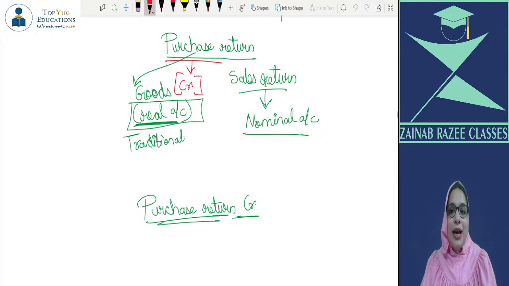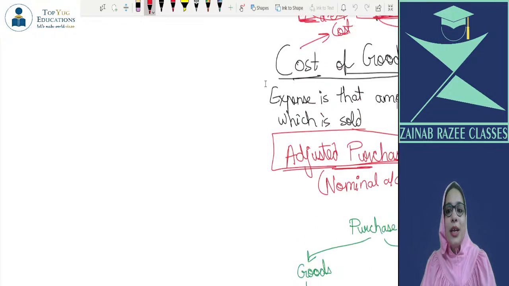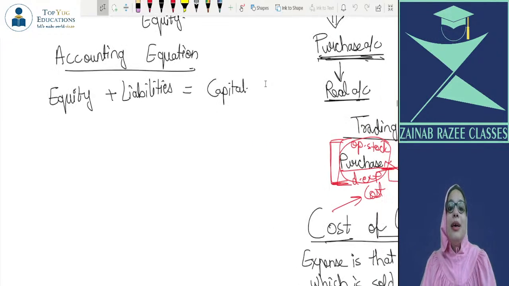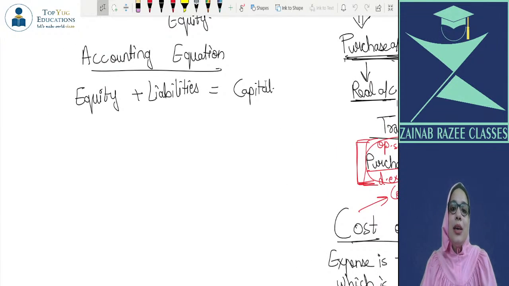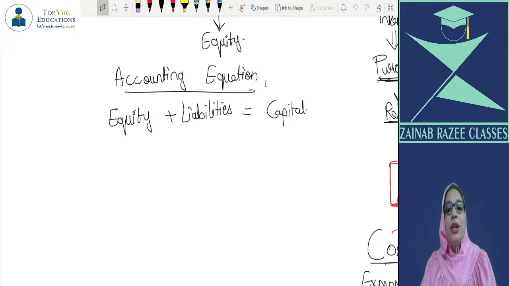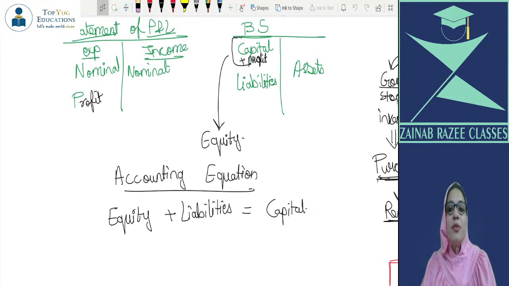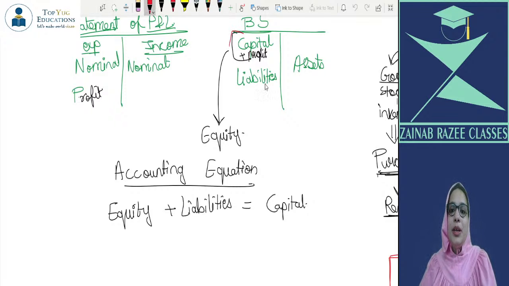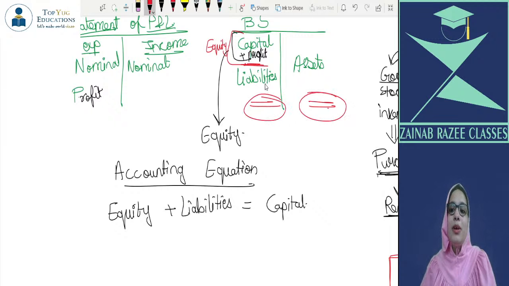Now, after this, I had come up to one more point, and that was the accounting equation approach. The accounting equation approach has basically come up from the balance sheet only. We can see capital plus profit and liabilities. Capital plus profit is nothing but my equity. Equity plus liabilities is equal to assets. I told you that as per our dual aspect concept, the total will always match. The total of debit and the total of credit will always remain the same.